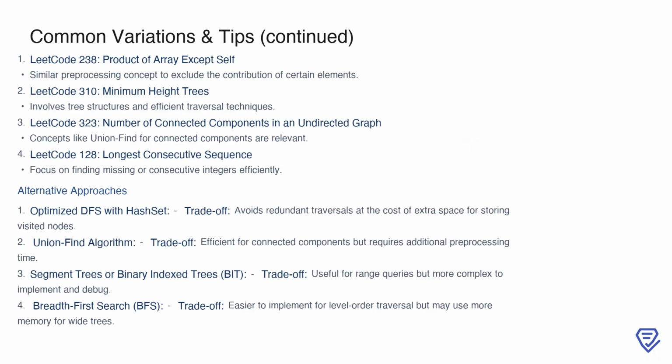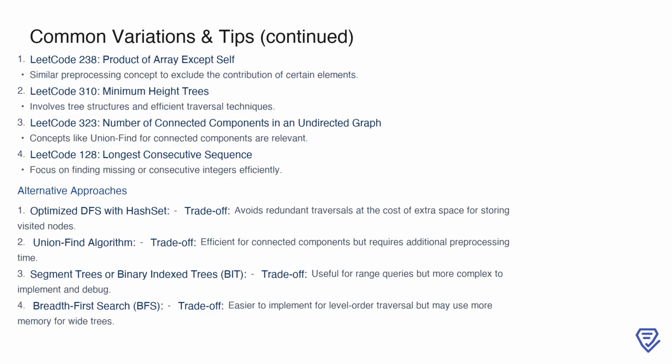If you're looking to deepen your understanding, there are several related problems that explore similar concepts. For instance, LeetCode 238, product of array except self, involves pre-processing to exclude specific contributions, much like excluding certain genetic values in a subtree. LeetCode 310, minimum height trees, focuses on tree structures and efficient traversal methods, which are highly relevant here. Similarly, LeetCode 323, number of connected components in an undirected graph, uses concepts like union find to identify connected components, a technique that can also be applied to this problem.